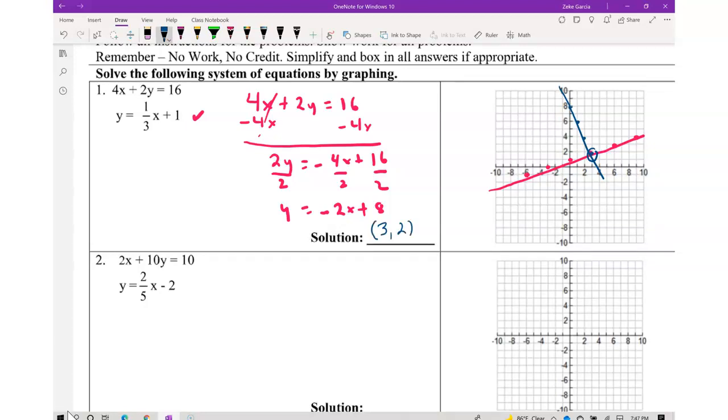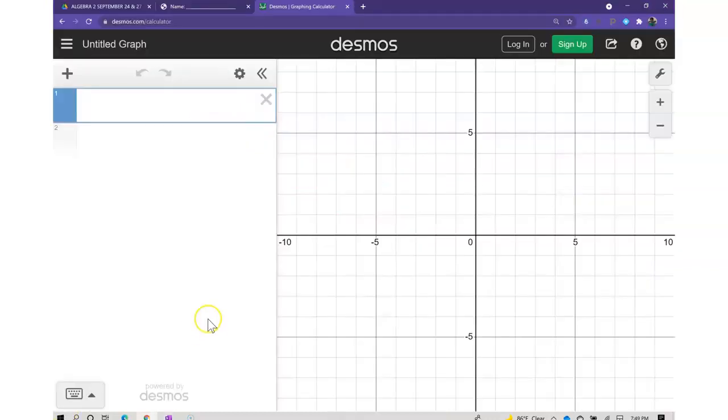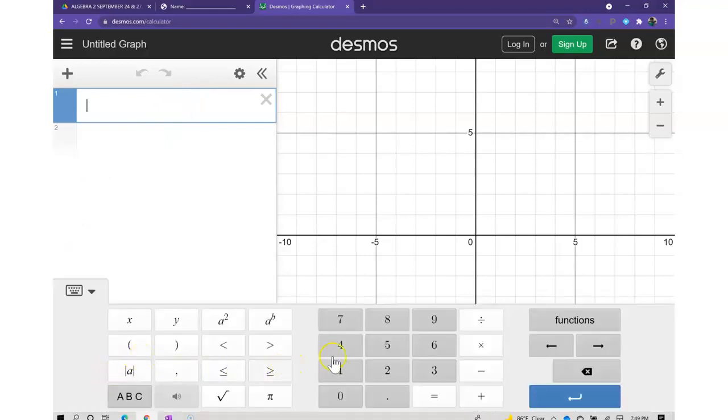Remember, we're going to check using Desmos. So I'm going to pause it right now, and then I'm going to go ahead and start Desmos. So I'm using Desmos to check the work. So we have, as number 1, 4x plus 2y equals 16.